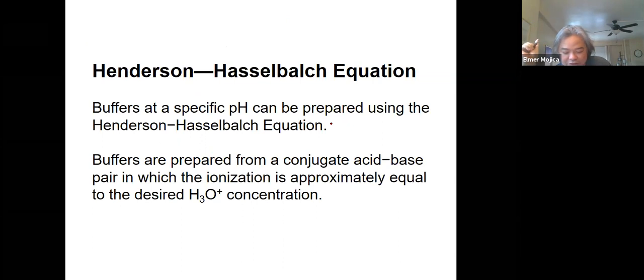So the way that you look at this Henderson-Hasselbalch, it is the notion that buffers are prepared from a conjugate acid-base pair in which the ionization is approximately equal to the desired H3O plus concentration. Because whenever we prepare a buffer, we look at it in terms of the pH. At what pH are we going to apply the buffer? Okay, so what is this Henderson-Hasselbalch equation?